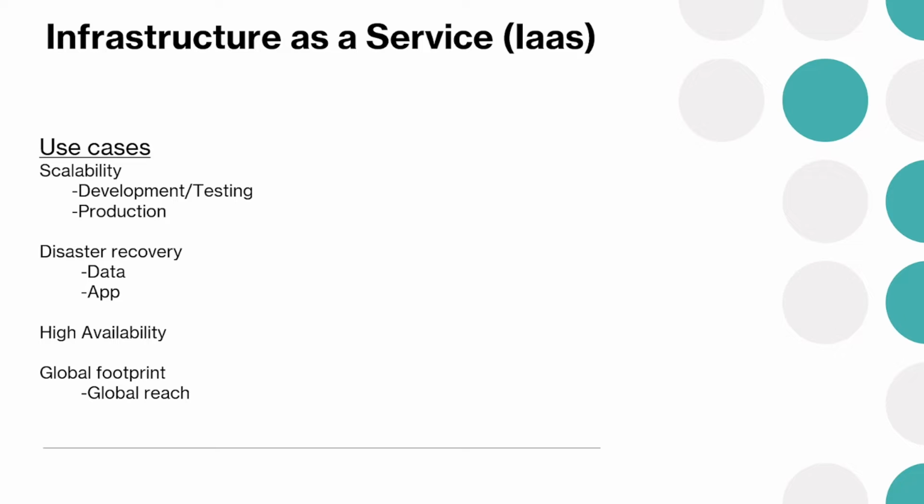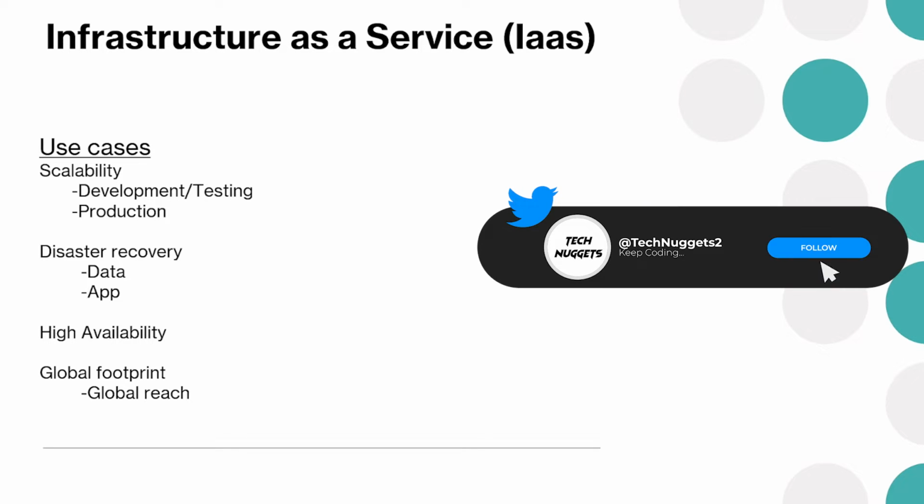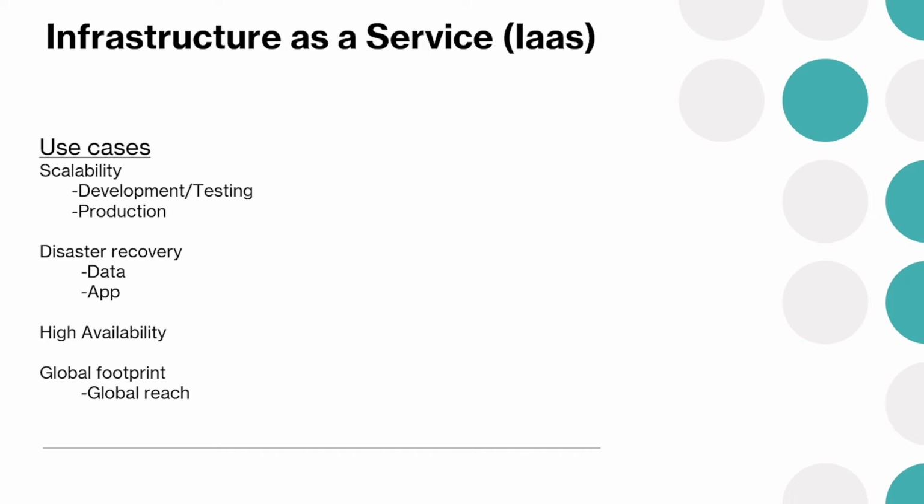So infrastructure as a service gives you unlimited scalability as one of the use cases. That is quite useful for development and testing in production and disaster recovery, where you can use infrastructure as a service as a DR for data and app, and for high availability and global footprint. For example, if the business has a global reach and a global presence across the world, it's a good thing to go for infrastructure as a service, right?